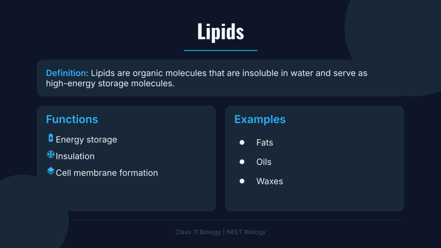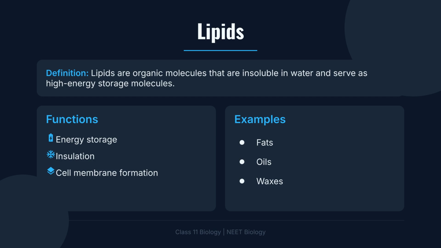Lipids. Lipids are like a reserve fuel tank. When the body does not get enough energy from carbohydrates, it uses stored fats for energy. Lipids include fats, oils, and waxes. They are rich sources of energy and store more energy than carbohydrates. Apart from energy storage, lipids also help in insulation and protection of organs.